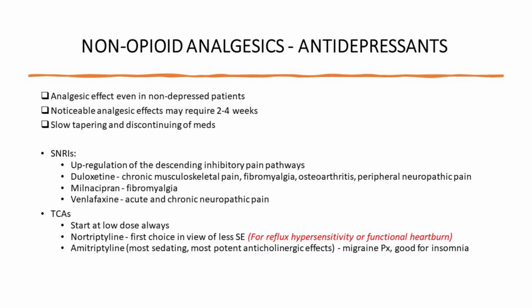Duloxetine is indicated for chronic musculoskeletal pain, fibromyalgia, osteoarthritis, and peripheral neuropathic pain. It should be avoided in patients with hepatic or severe renal insufficiency. Milnacipran is indicated for fibromyalgia. It is the only FDA-approved medication for fibromyalgia. It inhibits norepinephrine reuptake more than serotonin reuptake, and thus it's thought to have a more potent effect on both neuropathic and centralized pain conditions.